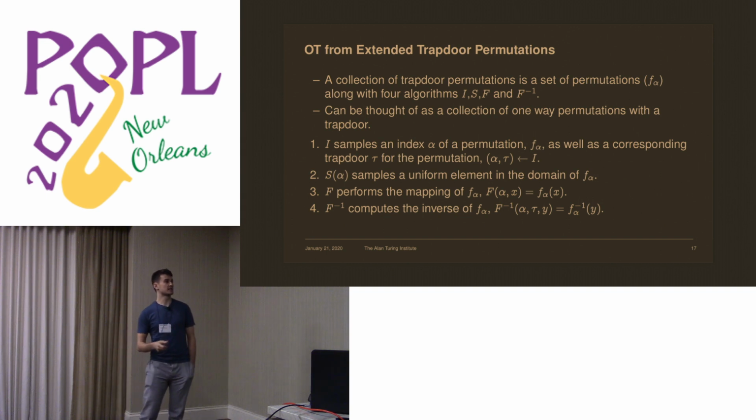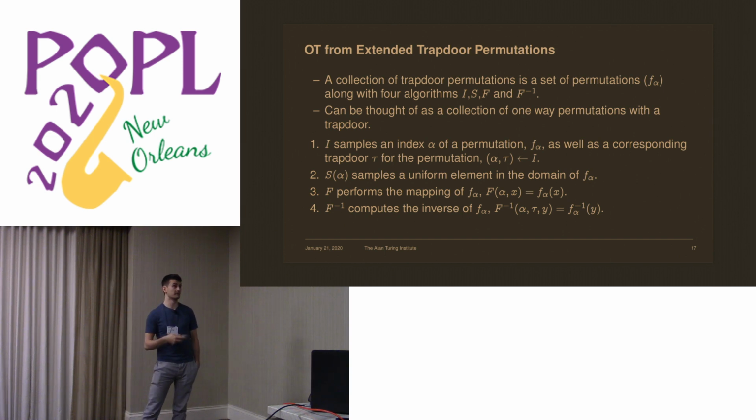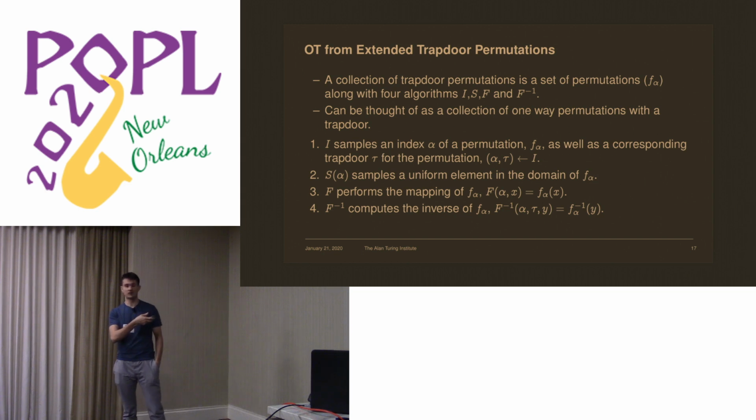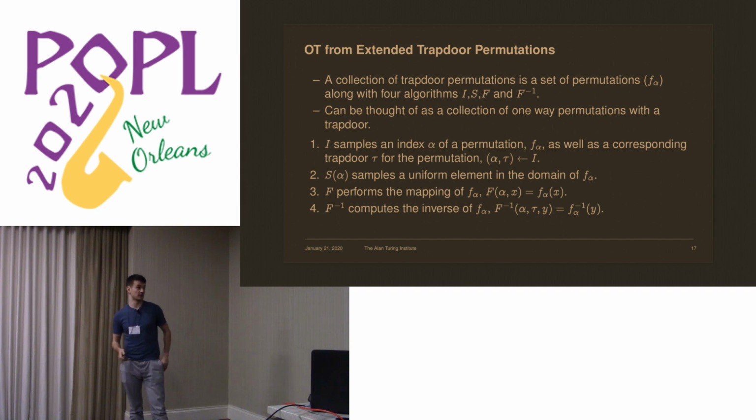Okay, so what is an extended trapdoor permutation? It's a collection of permutations, these F alphas, along with these four algorithms, I, S, F, and F inverse. Now, F and F inverse are just the canonical projections of little f. And they can be seen as a collection of one-way permutations. So we need to have this idea of a trapdoor in there. So what does I do? Well, this algorithm I samples an index of the permutation alpha, and then the corresponding trapdoor. So this shows which function we're actually using. And then S of alpha samples a uniform element in the domain of this permutation. And then F and F inverse perform these mappings here.